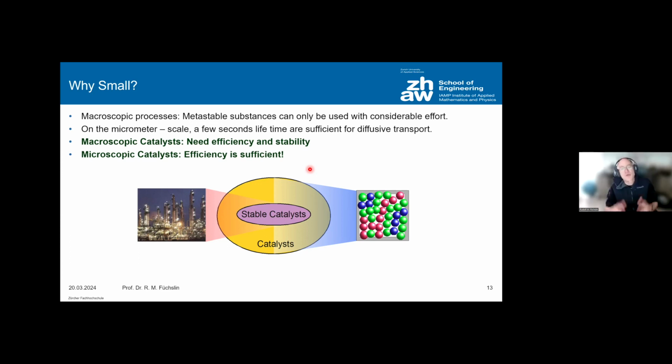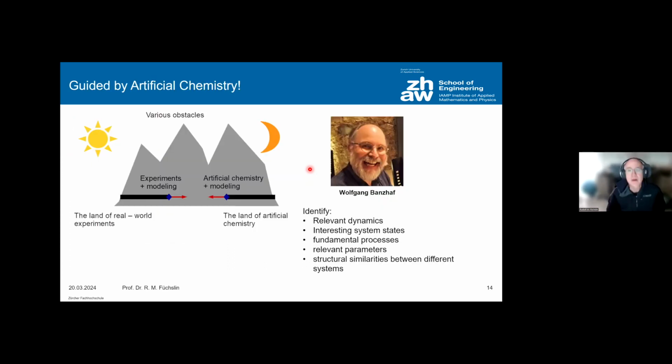catalyst is of no value at all in an industrial or in a laboratory setting, or it becomes very expensive to exploit it. But 120 seconds, that's quite a bit of time on the microscopic level, even if you only rely on diffusive transport. So that means on a microscopic level, the range of molecules which are interesting is much, much wider because stability is not as much of an issue anymore.